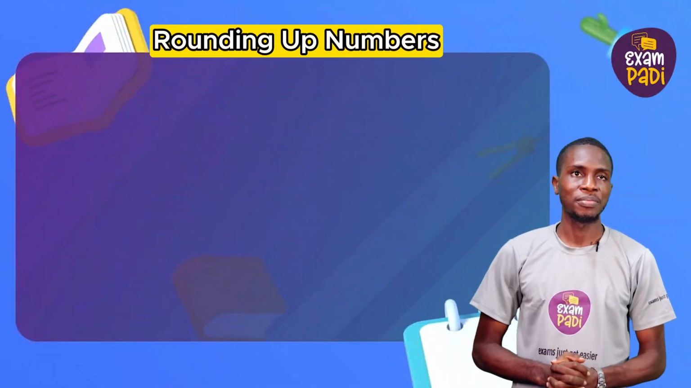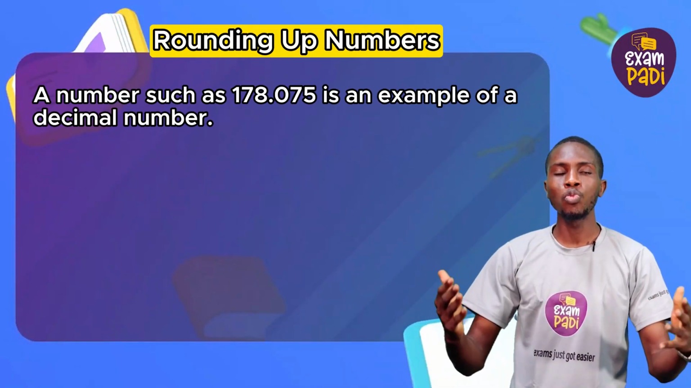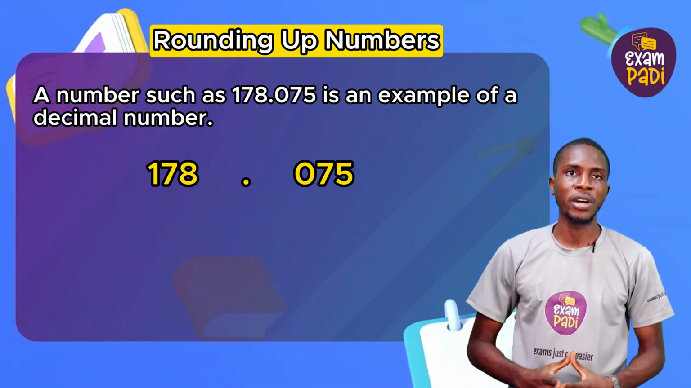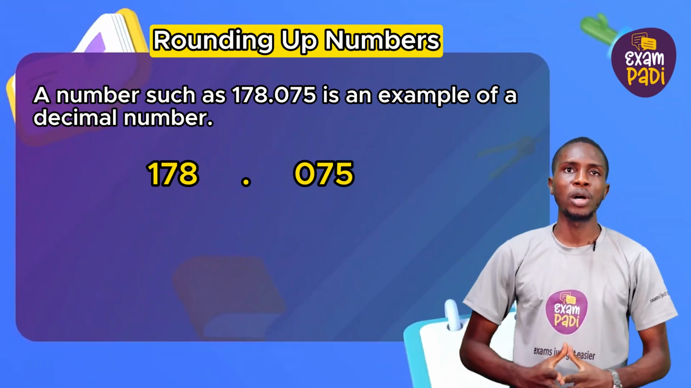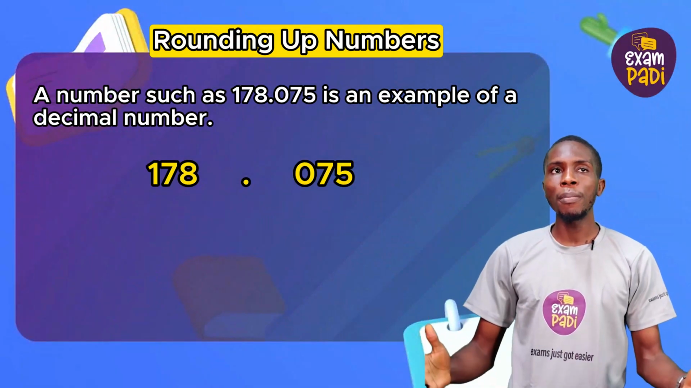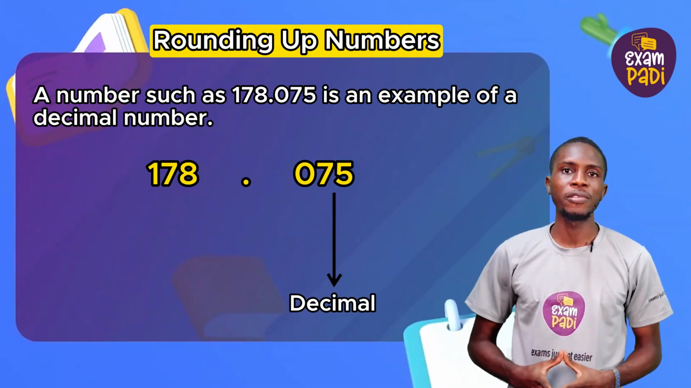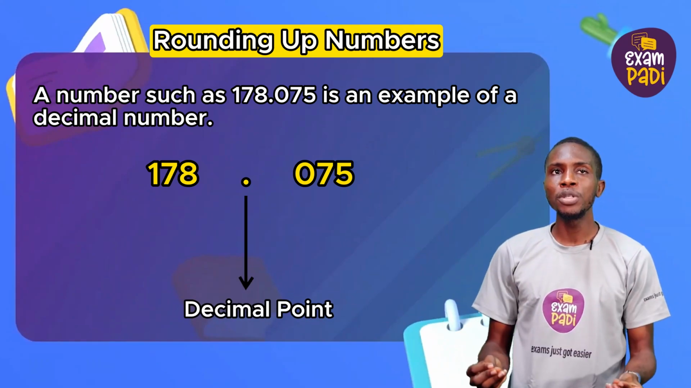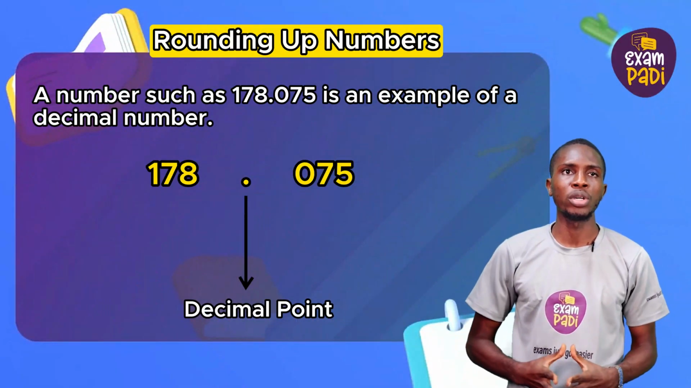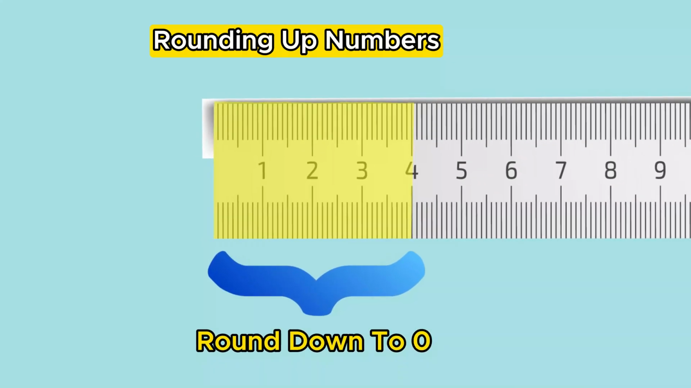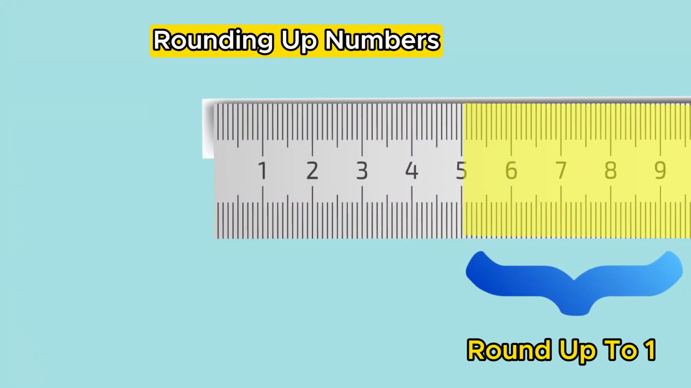Rounding of numbers. A number such as 178.075 is an example of a decimal number. The whole number part is 178 and the decimal part is 075. The point between them is called a decimal point. From this image, to the left hand side, you round down to 0, and then to the right hand side, you round up to 1.